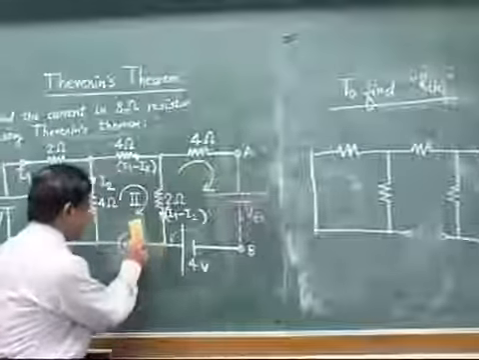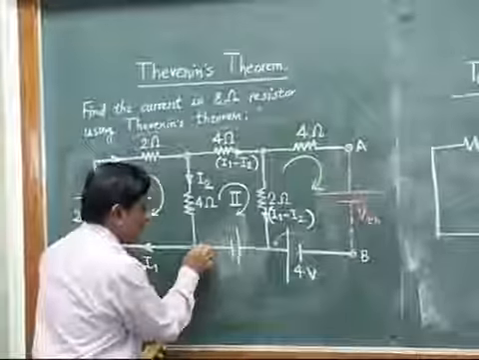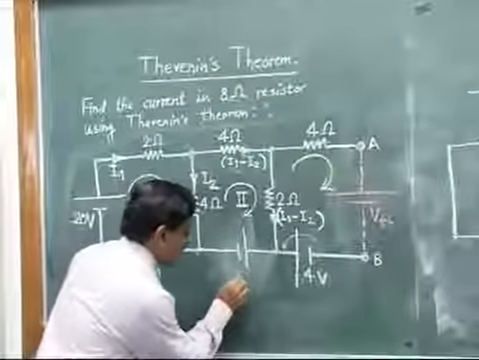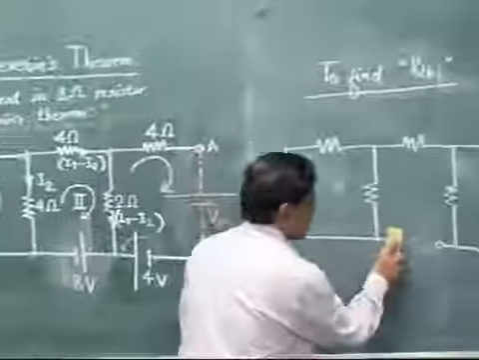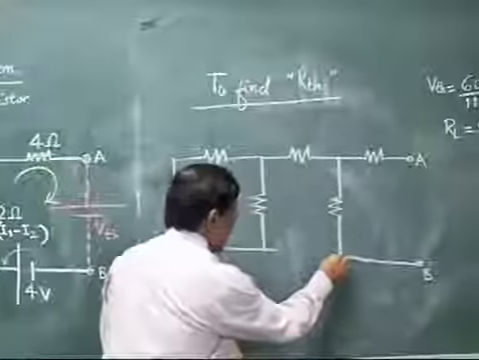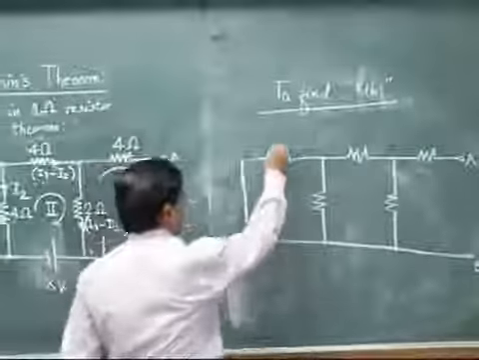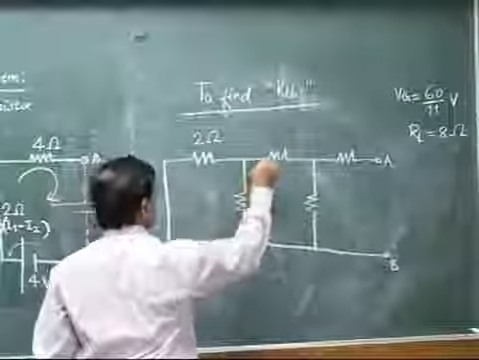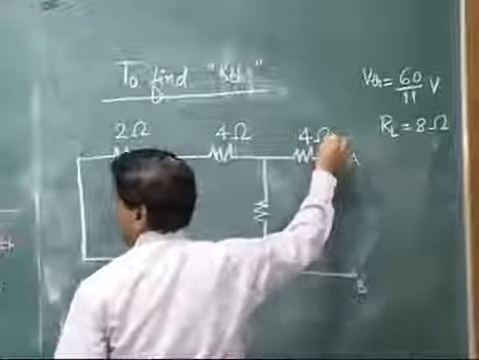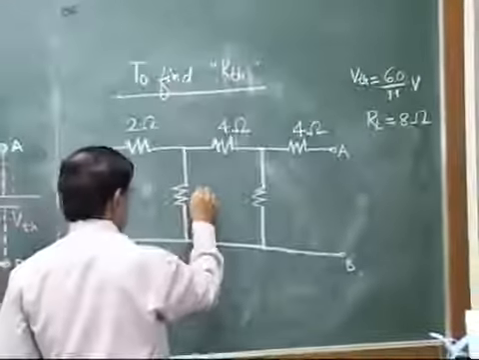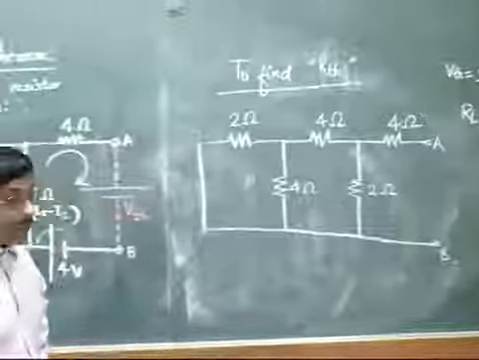But since our original circuit has only these 3 voltage sources and internal resistances are not specified, all our 3 voltage sources will be short circuited. So our circuit finally becomes a passive circuit like this. Only these 5 resistances; I will just write the values: 2 ohm, 4 ohm, again 4 ohm here, then 4 ohm, 2 ohm, that's all.